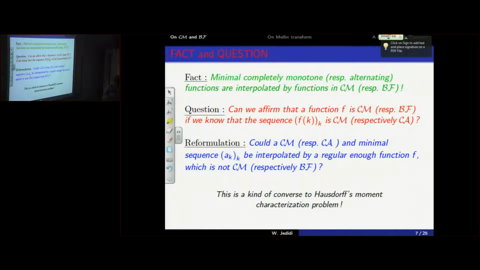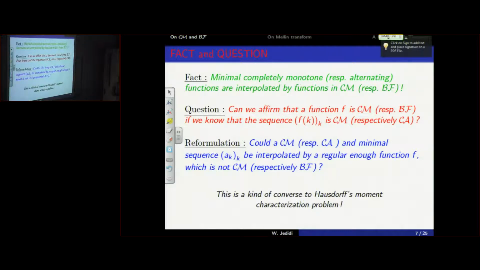You start with a function, which is nothing, and you build the sequence a_k equals f of k. You know that f of k is a completely monotone function. Could you say that f is necessarily completely monotone as a function? Okay? The answer is not evident.